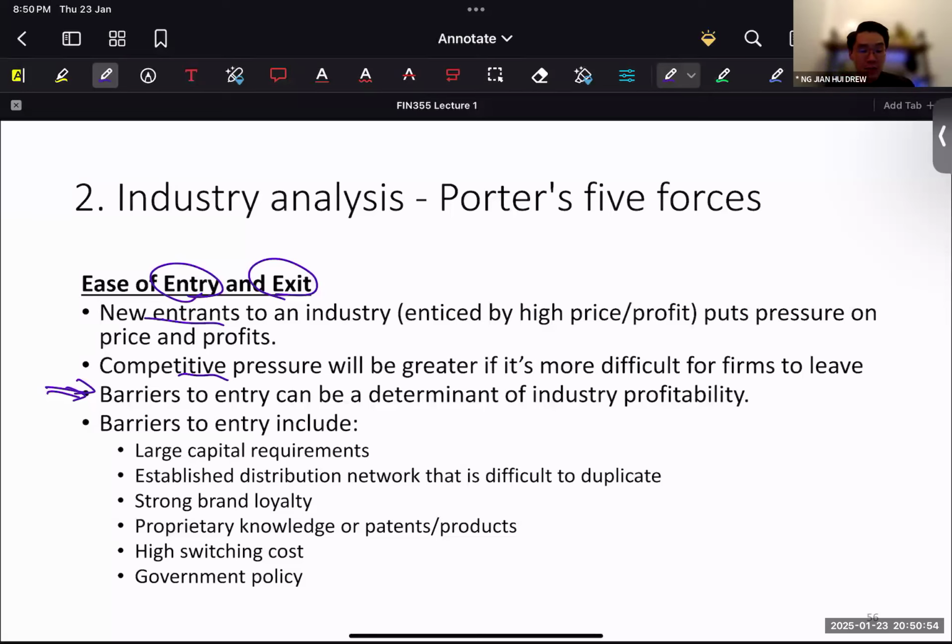Barriers to entry include large capital requirements, like in your utility, to build a power plant. Maybe there's strong brand loyalty, for example your Apple products. Proprietary knowledge, things like your RNA vaccine for COVID. Maybe there are high switching costs as well, and then government policies, right? High switching costs, for example, you use things like iCloud for your iPad or whatever. The cost of switching is quite high because it's so difficult to switch.